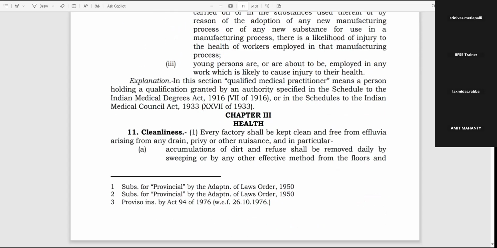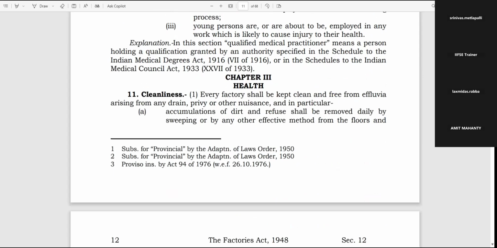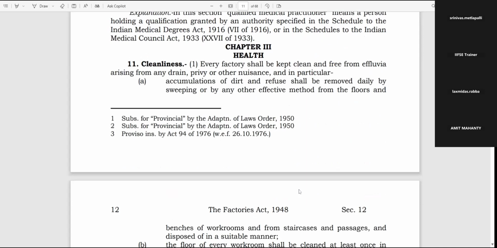Okay, that is about inspection staff. And the third chapter is health, which is important for us, especially.